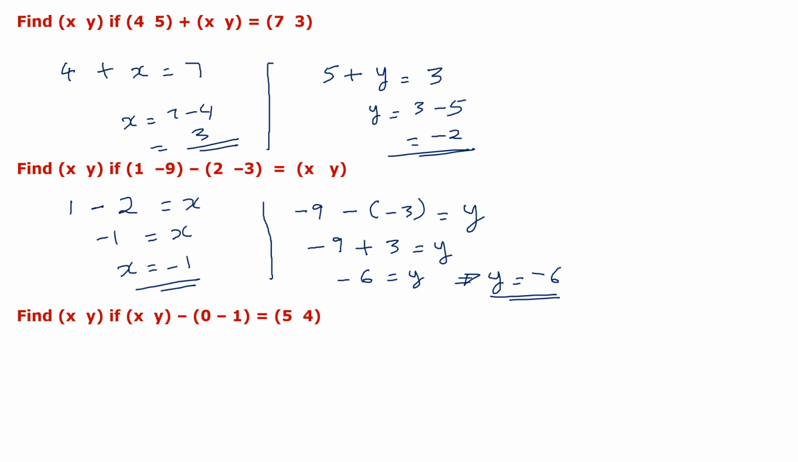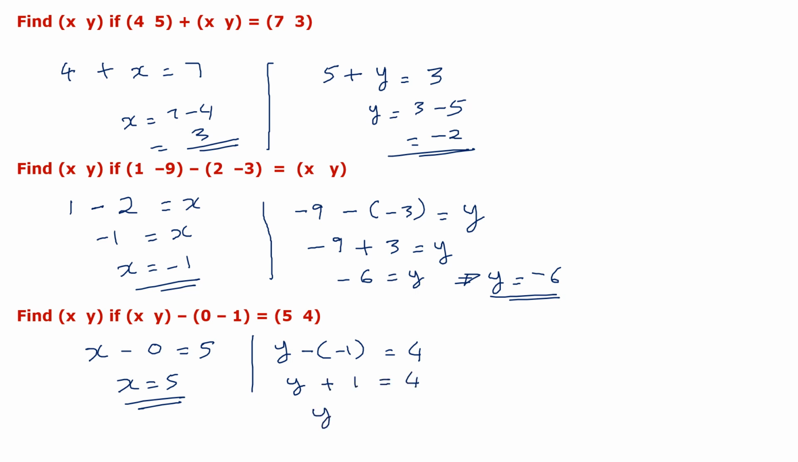Next problem is also the same type. All the three problems are of the same manner. So here [x, y] minus [0, -1] equal to [5, 4]. That means x minus 0 is equal to 5, which means x is equal to 5. Then y minus of minus 1 is equal to 4. That means y minus of minus is plus. So y plus 1 is equal to 4, or y is equal to 4 minus 1, that is equal to 3.